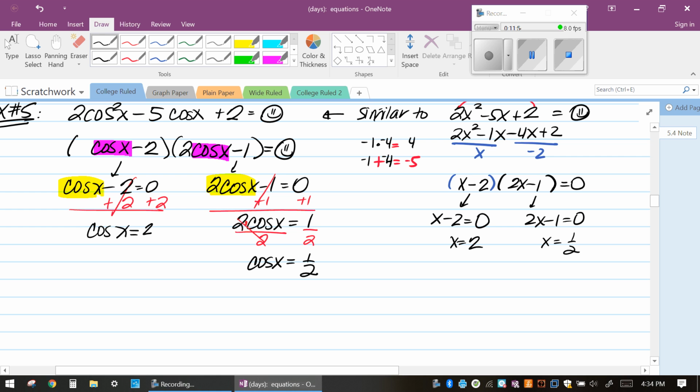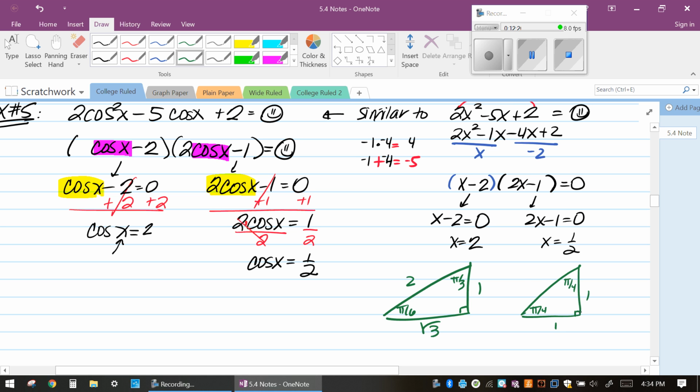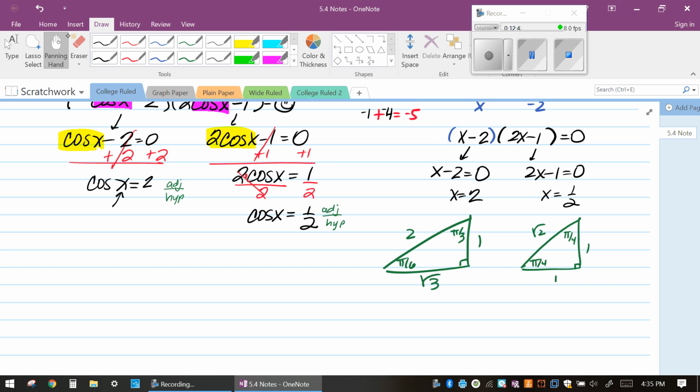Okay, we're almost done. Cosine of what angle would be 2? Think of your special triangles. Remember, cosine is adjacent over hypotenuse. Okay, which of these reference angles, pi over 6, pi over 3, or pi over 4, would give me adjacent over hypotenuse of 2?